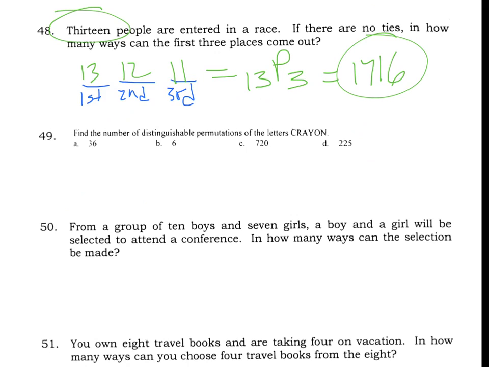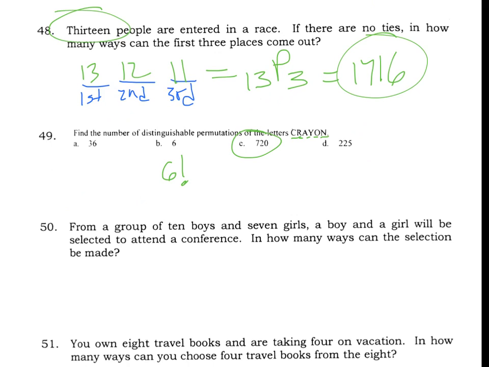Okay, 49 says, find the number of distinguishable permutations of the word crayon. Now, if we look at crayon, all the letters are different, right? All the letters are different in crayon. So it's simply going to be, there's 1, 2, 3, 4, 5, 6 letters. It is simply going to be 6 factorial, which is 720.